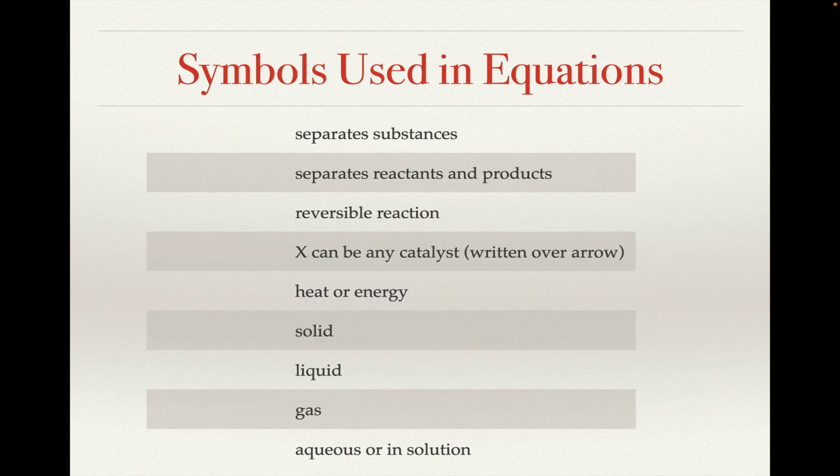So we have additional symbols. Obviously the plus sign we've already talked about, that separates substances. The arrow separates reactants and products. If we have a reaction that can reverse on itself, which does happen, we have reversible reactions. Reversible reactions can happen, and we use a double arrow for that. Okay? If we have a catalyst, and a catalyst is something that makes our reaction happen faster. Okay? If they're not a reactant, they're not a product, we actually just write them above the arrow.